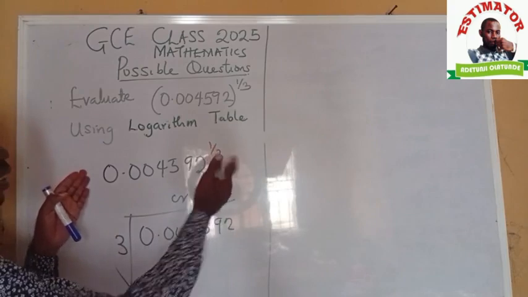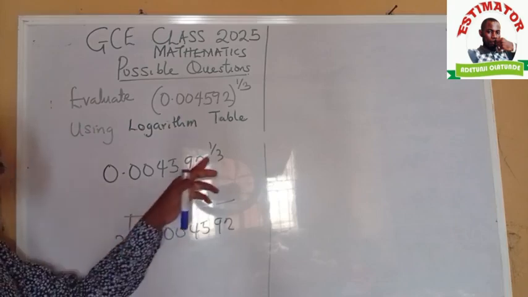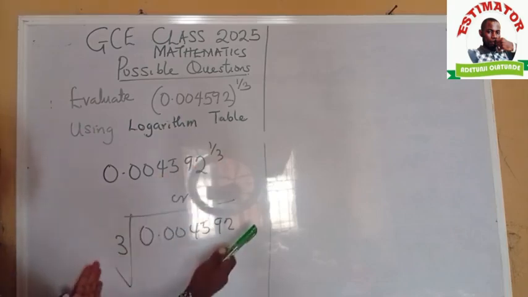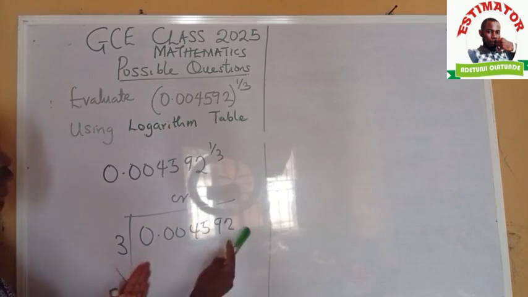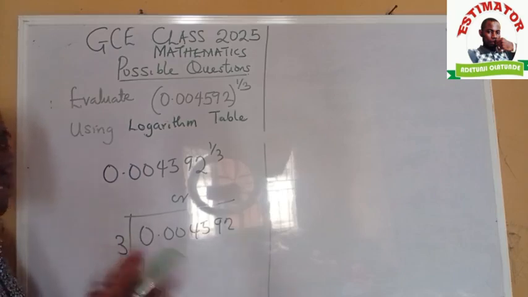If you use it in the power form, then after finding your logarithm value, you want to multiply it by 1 over 3. If you use it in the root form, then after finding your logarithm value, you want to divide it by 3. Pick any style that is convenient for you, and you will get your answer.